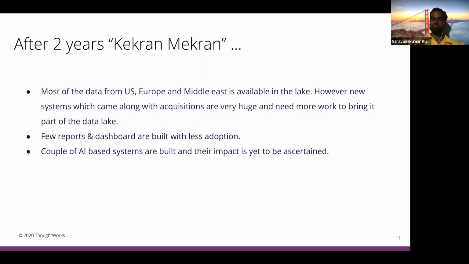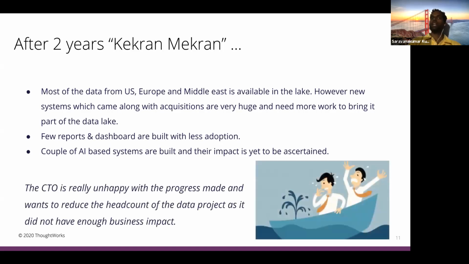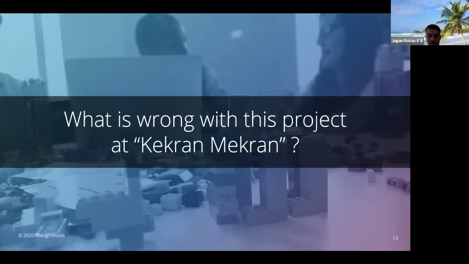And there are a couple of AI-based systems, and their result and impact are yet to be ascertained. So finally, the CTO is unhappy with that plan and those assumptions. He wants to pull the plug on the data team. So does this story sound familiar to you? Yes. Thank you. Where do you think that is happening?